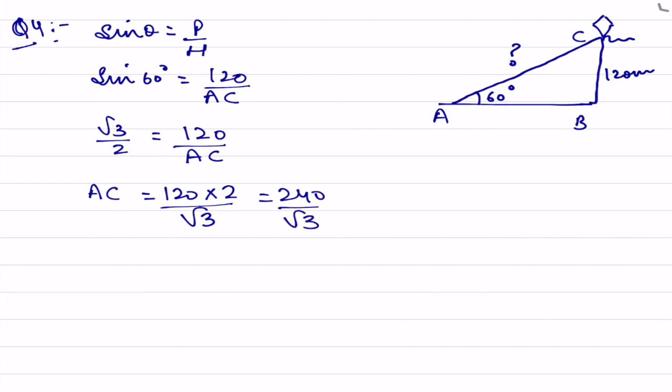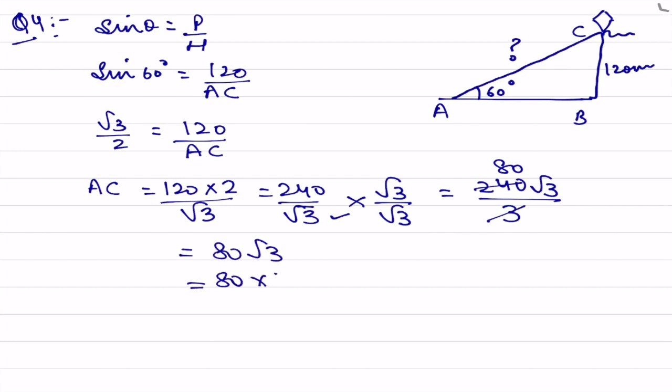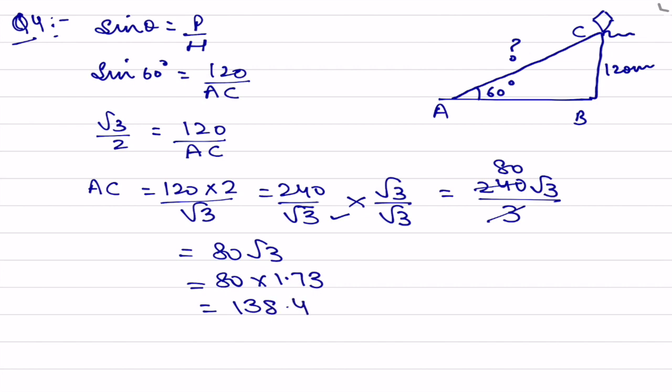So children, see root 3, the denominator is under the root. So we will not substitute the value directly. Whenever the denominator has a root value, we always rationalize. Rationalize means you will multiply and divide with the value of root 3. So it is 240 root 3 upon root 3 into root 3, which is 3. So it is 80 root 3. Substitute the value of root 3 and then multiply. You will get the answer of the question, and it is 138.4 meters. This is your answer. Never leave your answer in the root. You always substitute the value of square root of 3, whatever is the value of the square root.